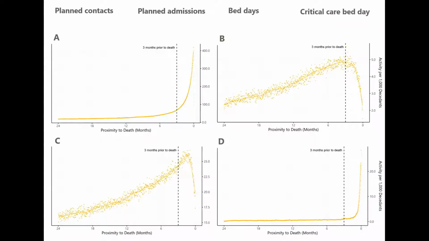For the other activity types, there's a chance now to reflect on how their curves look. Here we have the other 4 activity types across the top. So, planned contacts, planned admissions, bed days, and critical care bed days. Each of the 4 charts, charts A to D, corresponds to one of the activity types. Before revealing which chart goes with which activity type, it might be worth taking just a brief moment to consider in your own mind what shape you would expect for each activity type.